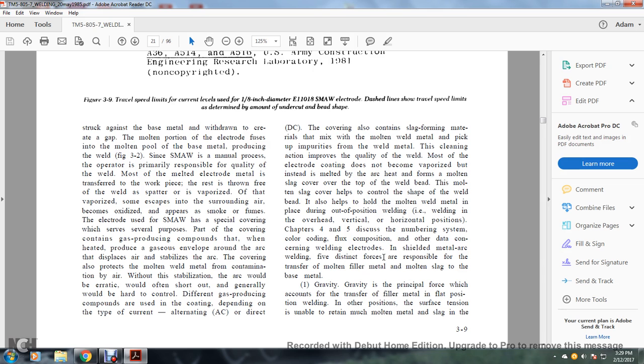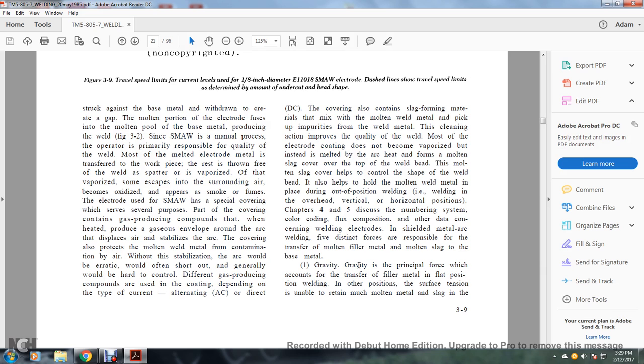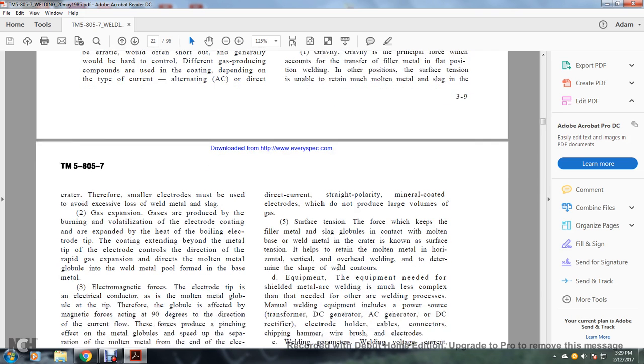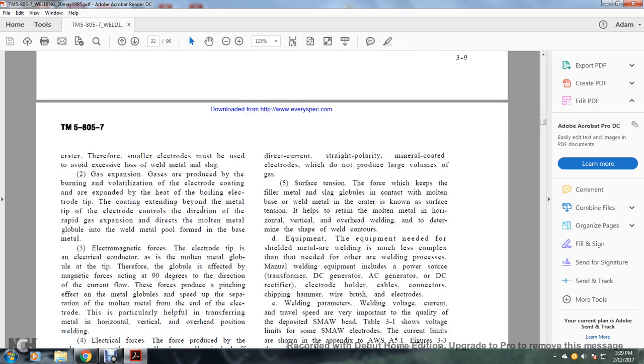Metal arc welding: five distinct forces are responsible for transferring the molten filler metal and molten slag to the base metal. Gravity is the principal force for the transfer of the filler metal in the flat position and other positions. Surface tension helps retain the molten metal and slag in the crater. Therefore, small electrodes must be used to avoid excessive loss of welding metal and slag.